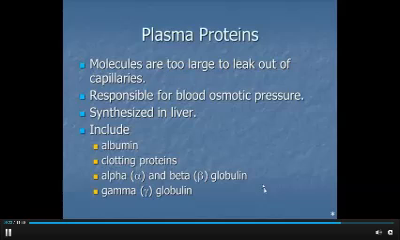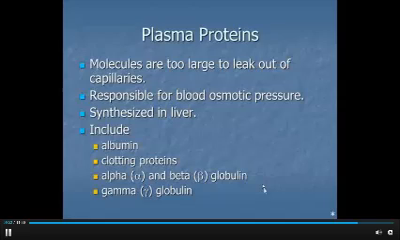So let's talk a little bit about plasma proteins. Majority of plasma proteins are made in the liver, and there are 4 major categories. They are albumin. Albumin is the protein that is a non-specific carrier for many hydrophobic substances, but its most important role is actually osmotic pressure. About 60% of plasma proteins is albumin.